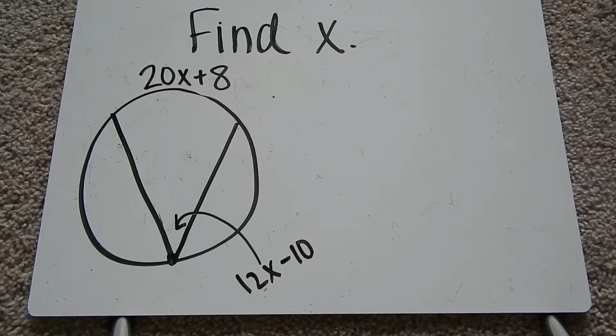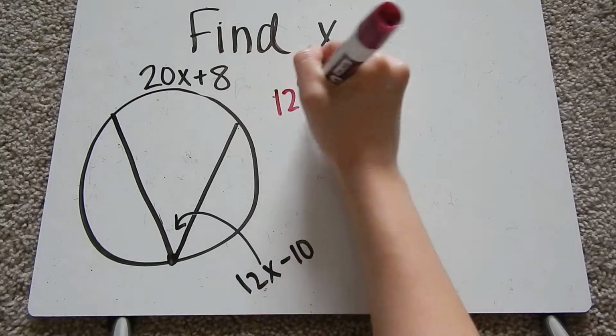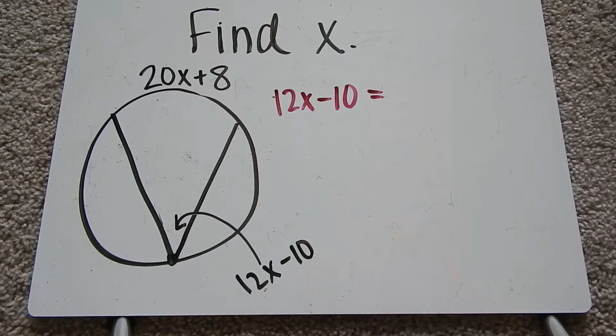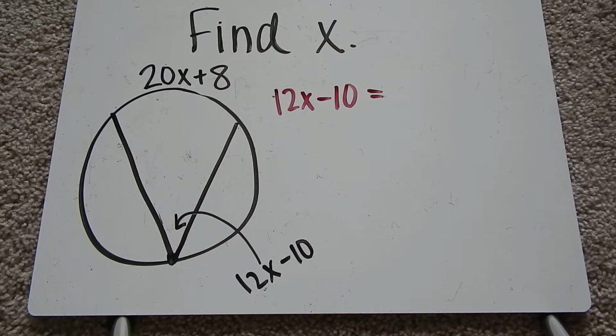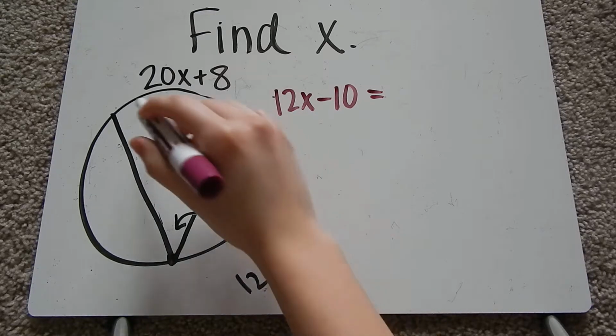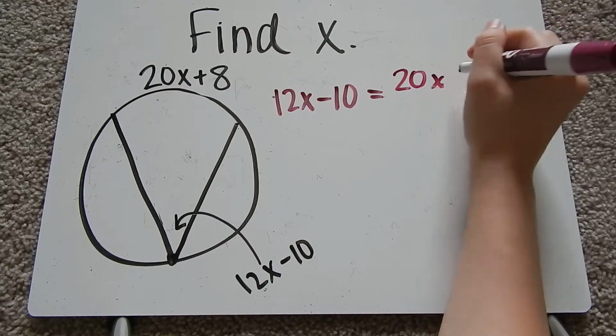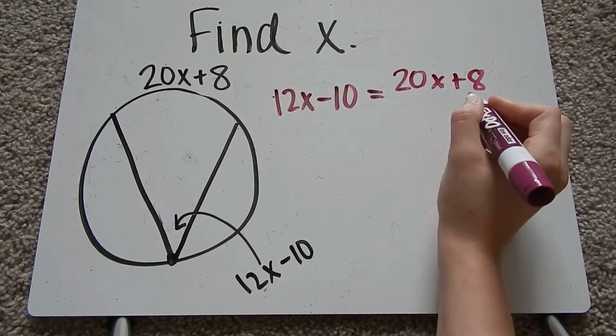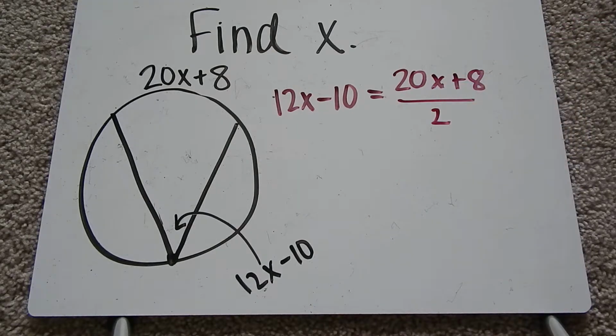Again, we're asked to find x, but this time we're given a little bit more variables. Or harder, I guess, expressions to work with. But we're going to do the same exact thing. We're going to take the inscribed angle, which is 12x minus 10, and we're going to set it equal to half of the intercepted arc, or the intercepted arc divided by 2. So our intercepted arc is 20x plus 8. We're going to take that and we're going to divide it by 2, or take half of it.